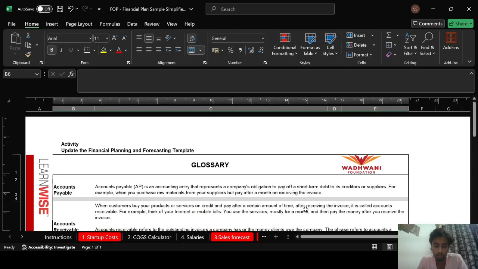So yeah, let's come to the practical part about cost structures. First we will discuss some basic terminologies in order to understand the cost structure and how we calculate it. So here are the terminologies, starting with the first one, accounts payable.